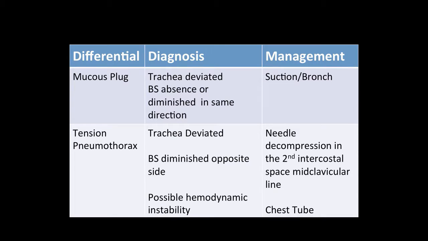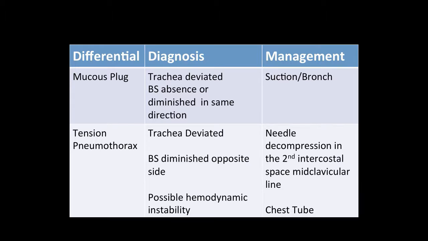Differentiating a mucus plug and tension pneumothorax is important in clinical practice. When a mucus plug is present, the trachea will be deviated to the side of the mucus plug. There will be breath sounds absent on the side of the mucus plug. So if you have a mucus plug in the right side, the trachea will be deviated to the right side because of volume loss in the right lung. You treat this with suctioning, and sometimes this requires bronchoscopy.